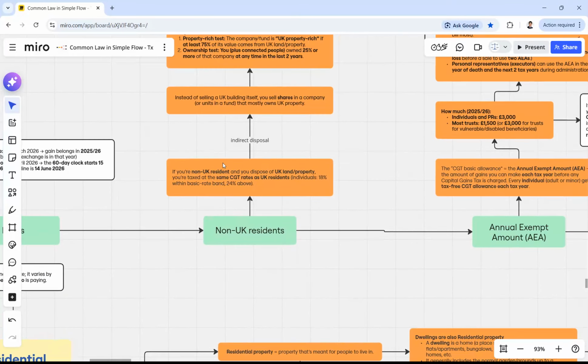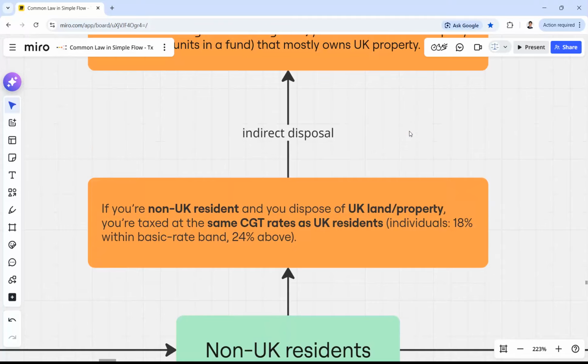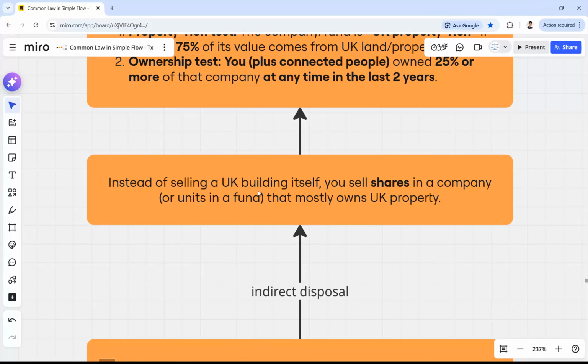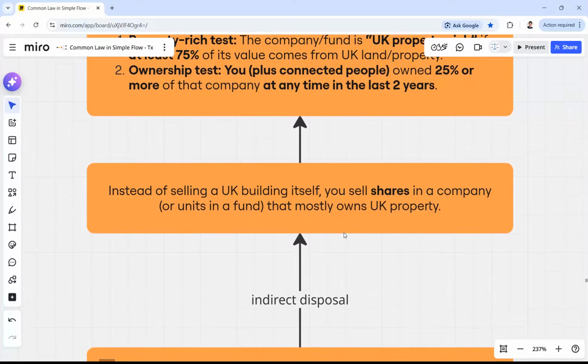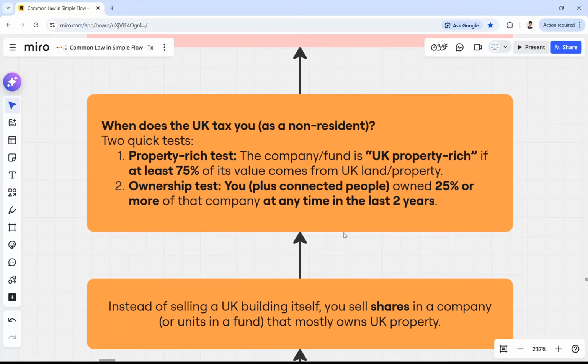Let's quickly go through non-UK residents. If you're a non-UK resident and you dispose of UK land or property, you are taxed at the same CGT rates as UK residents. Individuals pay 18% within the basic rate band and 24% above. Indirect disposal: instead of selling a UK building itself, you sell shares in a company or units in a fund that mostly owns UK property. Basically, you're not selling the UK building, but you're selling shares of that UK building. Okay, when does the UK tax you as a non-resident?